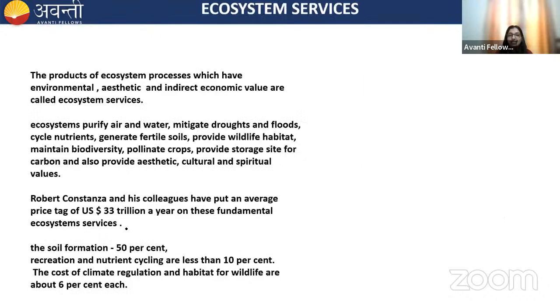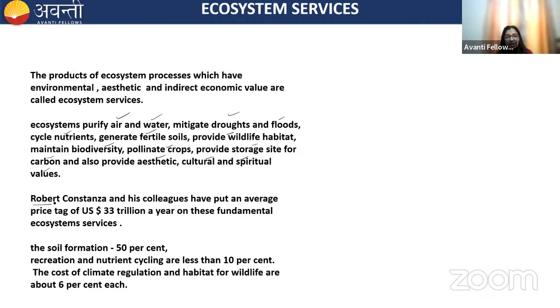Next is ecosystem services. We know that the ecosystem provides a lot of services, which include purifying air and water, mitigating, that is reducing, drought and flood conditions, cycling nutrients, generating fertile soil, providing wildlife habitat, maintaining biodiversity, pollinating crops, providing storage sites for carbon, and also providing aesthetic, cultural, and spiritual values. So these are the services provided by the ecosystem.